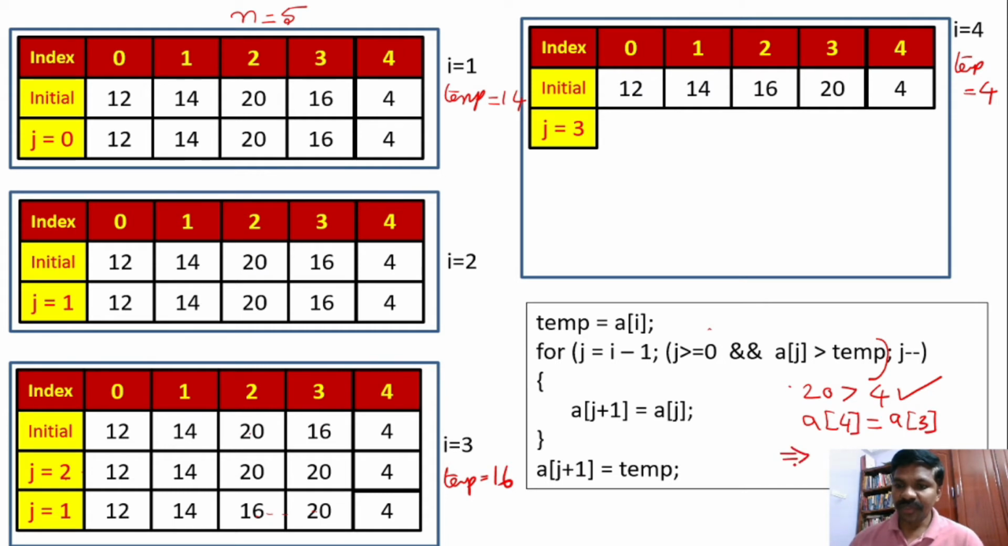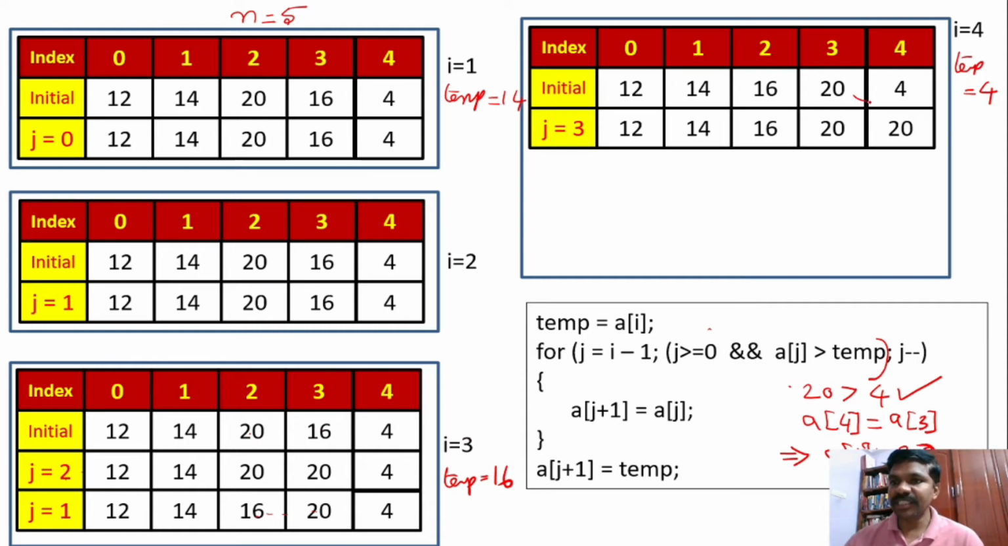That means a of 4 is equal to a of 3. A of 3 means 20. So what I did? I just moved this 20 to this location. Then j will be further decremented. j becomes 2. Since j is equal to 2, this is fixed. I am not touching this because I am comparing with the previous elements only.